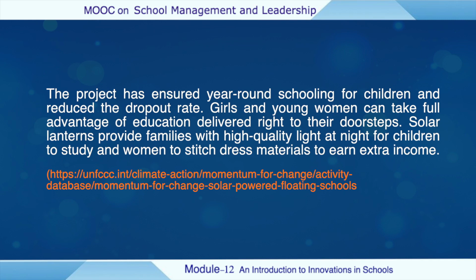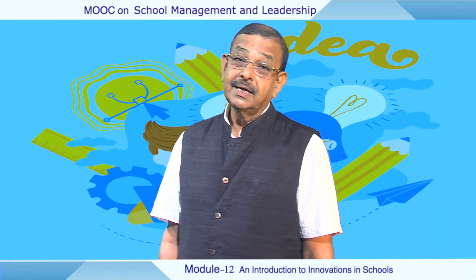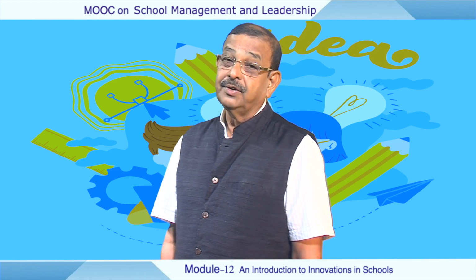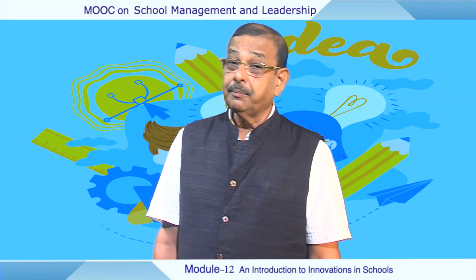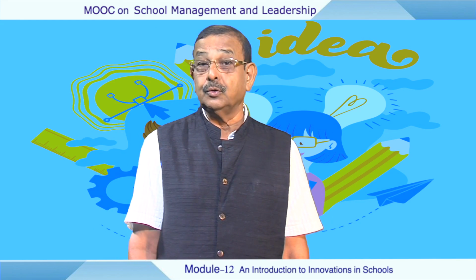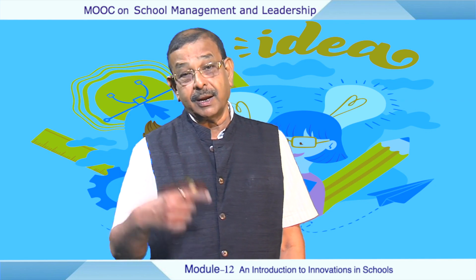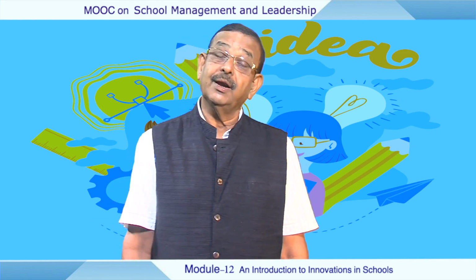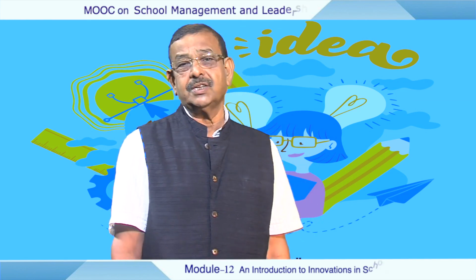Solar lanterns provide families with high-quality light at night for children to study and women to stitch dress materials to earn extra income. Dear learners, as you may know, Bangladesh is earning a lot of foreign revenue by exporting dress materials. So they may be having problems of electricity, but by making use of these solar-powered floating schools or solar-powered boats, not only the students, their mothers and fathers are also taking advantage of the school system. So you can find it's a very interesting case study.